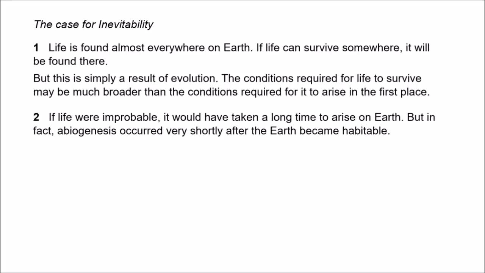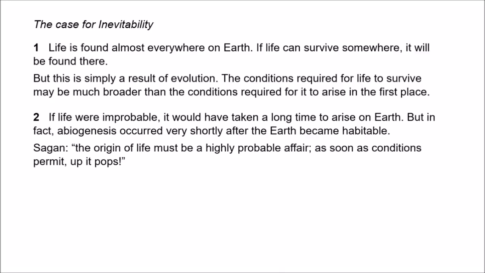So, second, one of the most popular arguments for inevitability is what's known as the up it pops argument. The basic idea is that life arose very rapidly on Earth, so it must be probable. If life were improbable, it would have taken a very long time to arise on Earth. There would have been billions of years during which the Earth was habitable but barren. But that's not what we see. As Carl Sagan once put it very concisely, the origin of life must be a highly probable affair. As soon as conditions permit, up it pops.